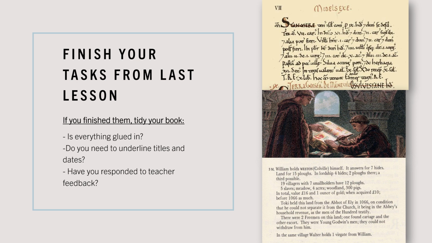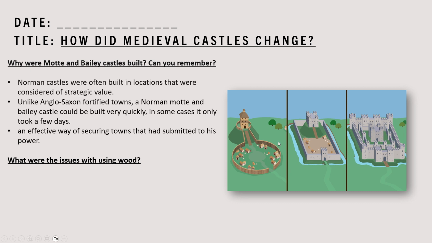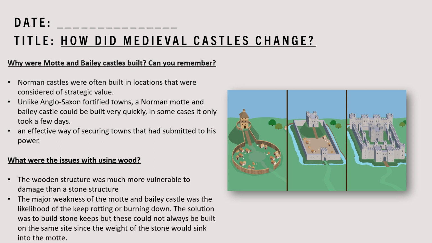So finishing off their tasks from last lesson, and then you've got sort of a book tidy do now, so this is a chance for them to sort that out. And then this is how did medieval castles change, so this is sort of a chance for them to recap and use their knowledge. So why were Motte and Bailey castles built and what can they remember? So these are some things that they could have said, and again, what are the issues with using wood for those particular castles, and then again, some things they could have said.